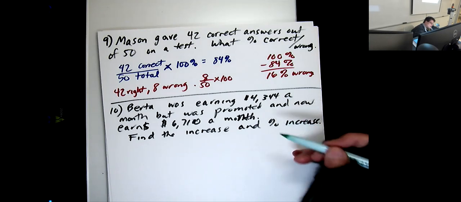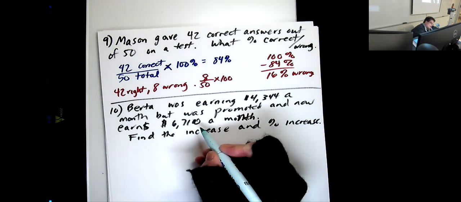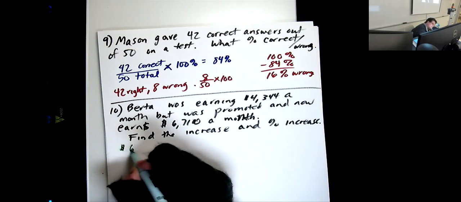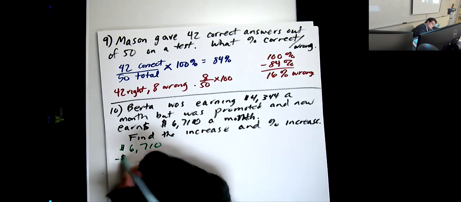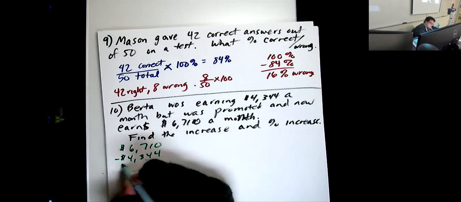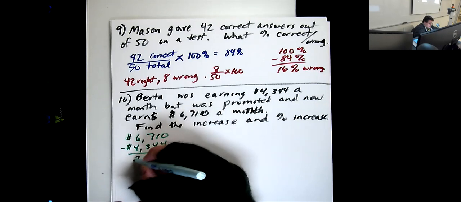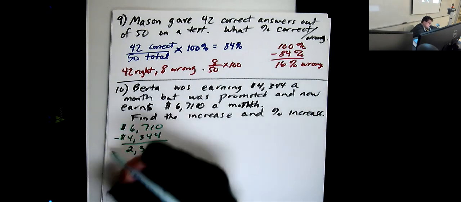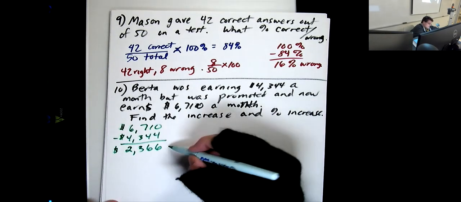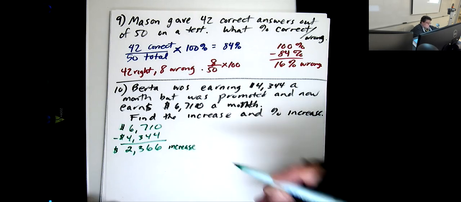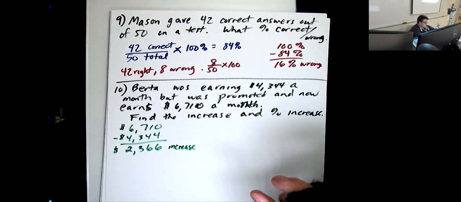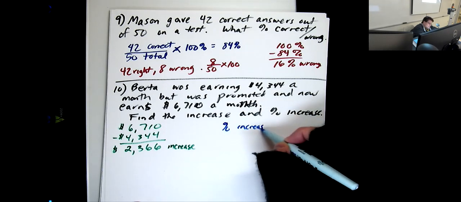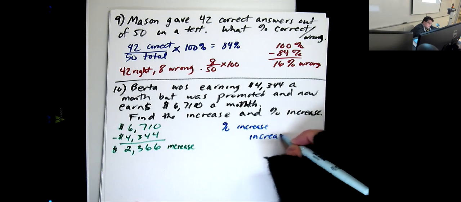So the way we could find the increase is we just start with what she earns now and subtract what she earned before. 2,366, that looks right to me. Yeah, maybe. So that's the increase. If we want to find the percent increase, it's going to be the increase over the original value.